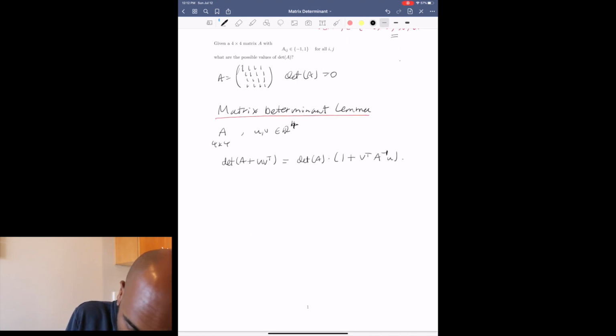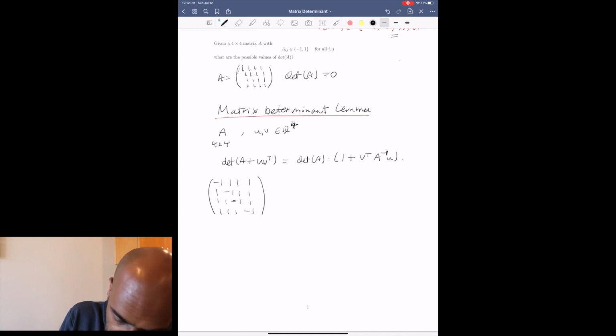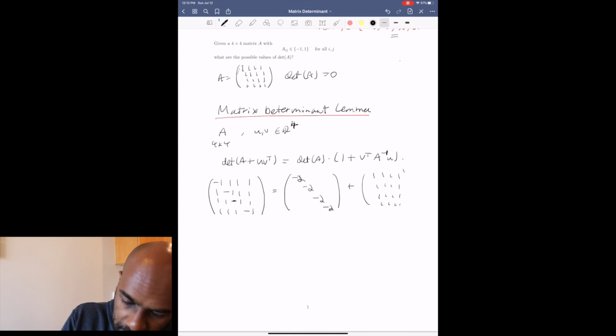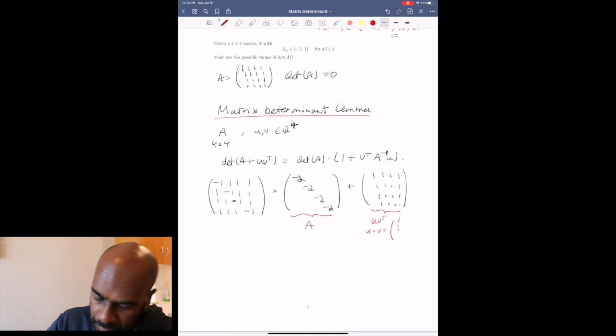Well, you can start off by constructing a matrix that looks like this. You have negative 1s in the diagonal and 1s everywhere else. And so why would you do this? Well, this matrix then is the matrix that has negative 2s along its diagonals plus a matrix that has all 1s. Okay, and this matrix here, if I call this A, this matrix here is actually uv transpose, where u and v are both the vector of all 1s.